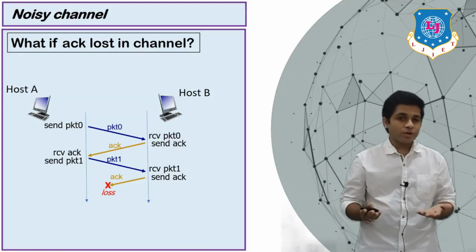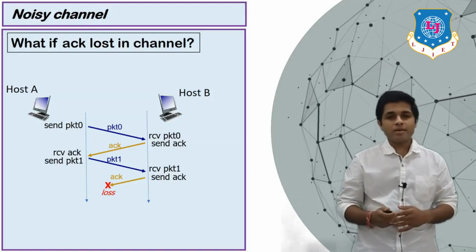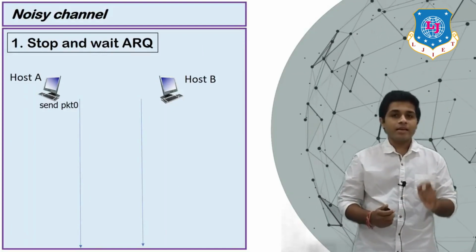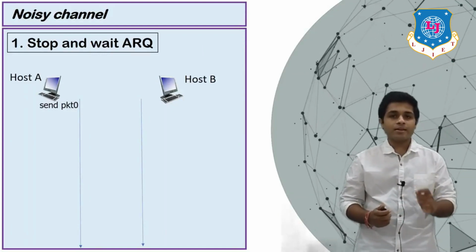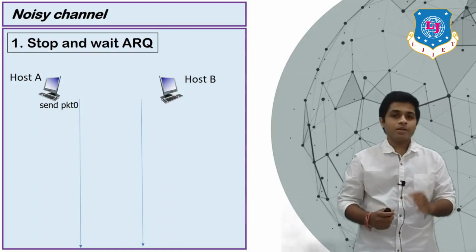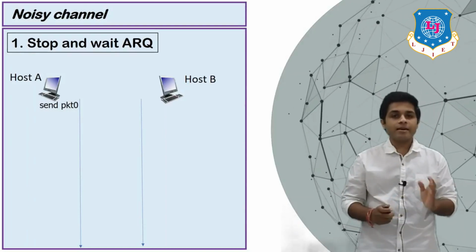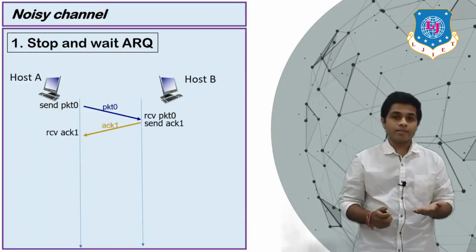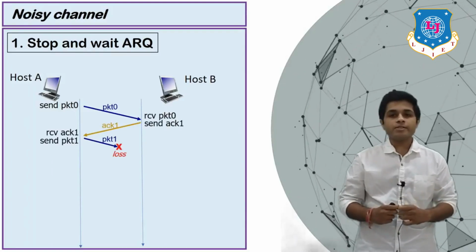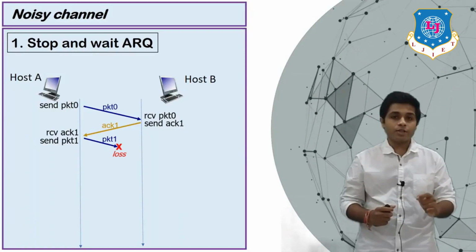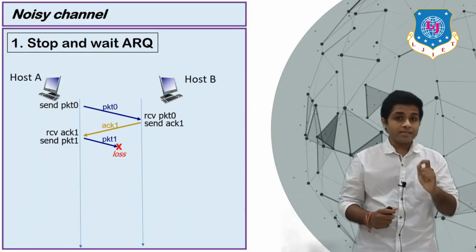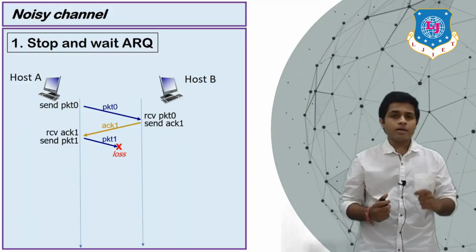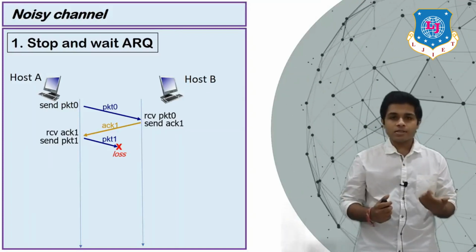So how can we solve this problem? This problem is solved in the stop and wait ARQ. ARQ stands for automatic repeat request. So we are taking the same example that A has sent the packet 0 and B has received the packet 0. After receiving the packet 0, B has sent the acknowledgement, and the acknowledgement is ACK1. From the ACK1, A will know that okay, packet 1 is received successfully.